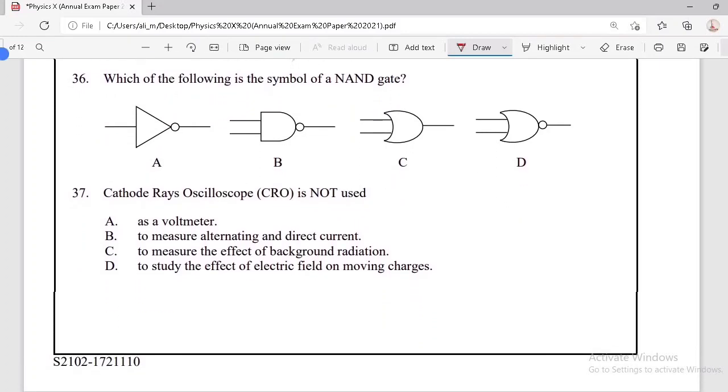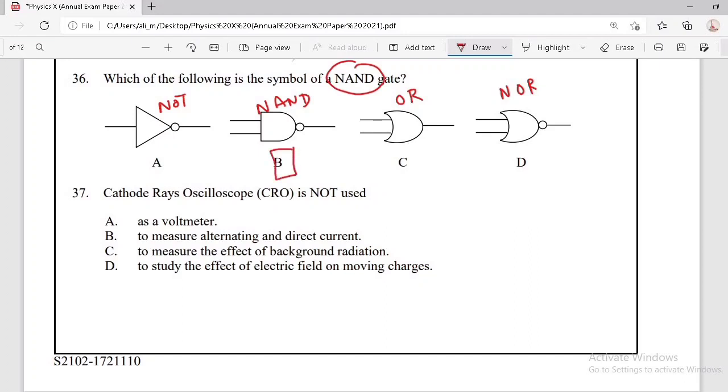Which of the following is the symbol for the NAND gate? So in option A we have a NOT gate, then we have option C, that is the OR gate, then we have this one, which is NAND, and the last one, that is NOR. So the correct symbol for the NAND gate is in option B.